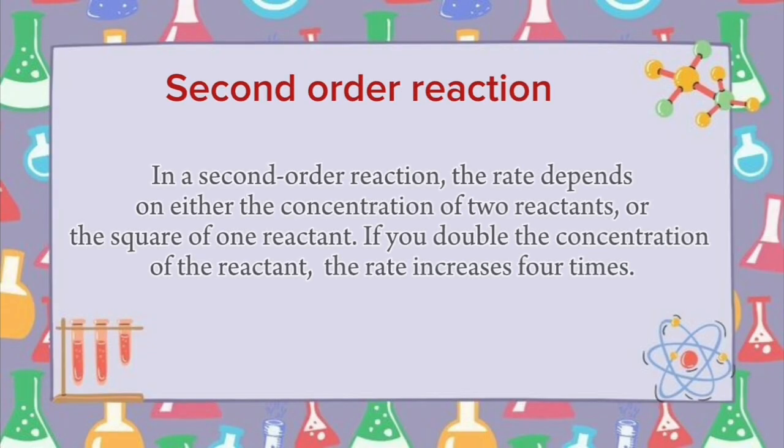In a second order reaction, the rate depends on either the concentration of two reactants or the square of one reactant. If you double the concentration of the reactant, the rate increases 4 times.